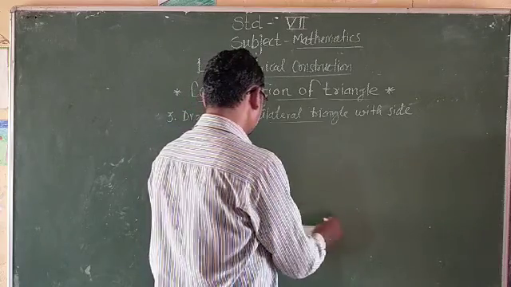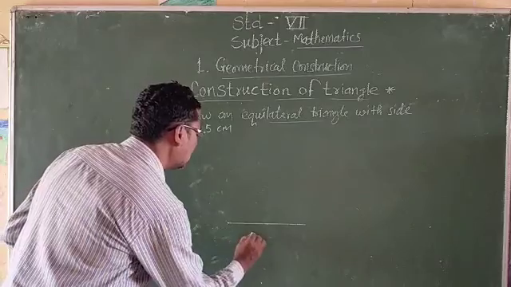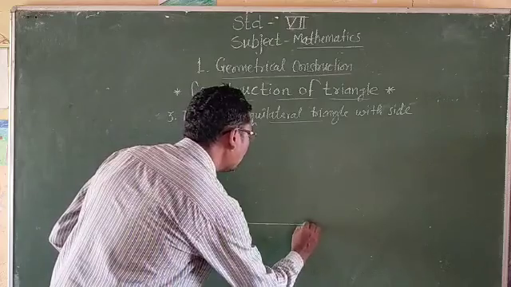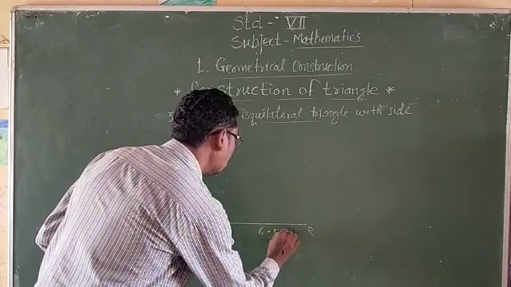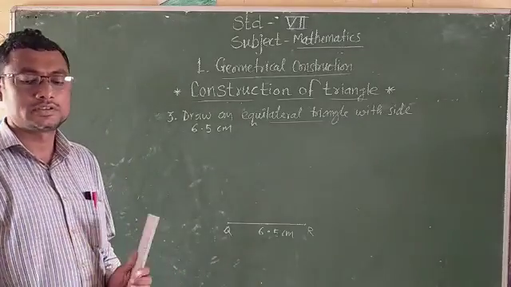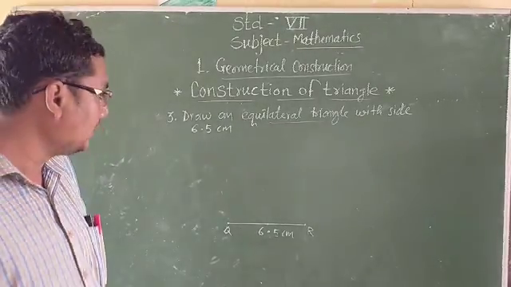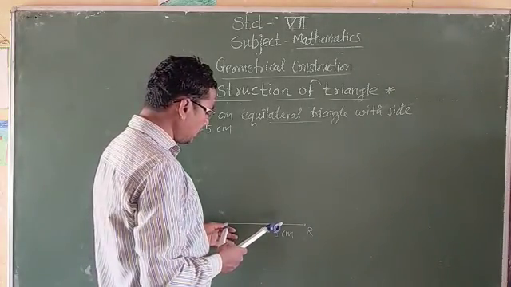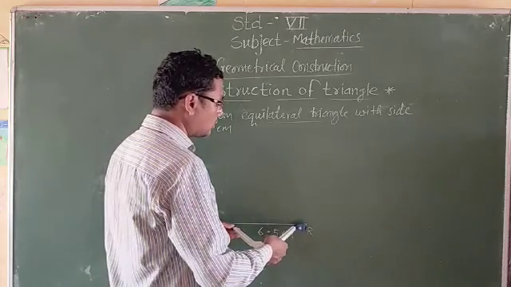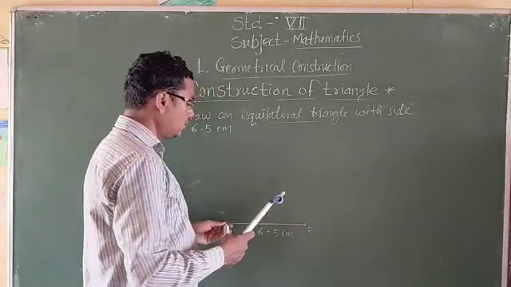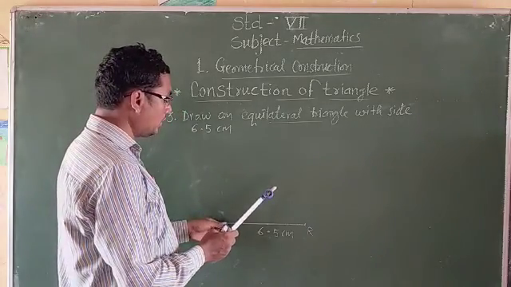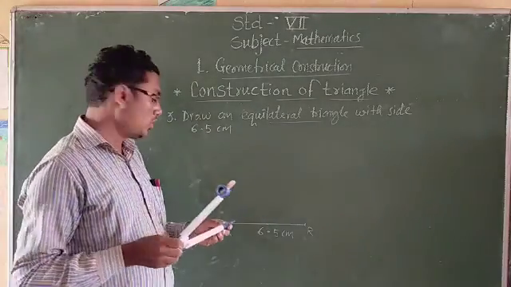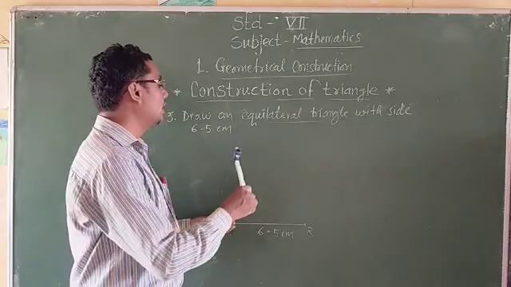Now suppose it is 6.5. I am writing Q here and R here, and this is 6.5. It is an equilateral triangle, so all sides are equal. It means the same length you have to take here. Whatever QR is, 6.5. Put the pointer of the compass on the point Q and mark an arc.